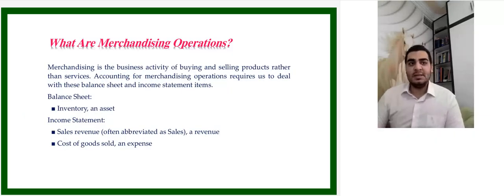Let's see what merchandising operations are. Merchandising is the business activity of buying and selling products rather than services in the previous chapters. And accounting for merchandising operations is a bit different from the rest, so it requires us to deal with these balance sheet and income statement items. First, for a balance sheet, we have inventory, which is an asset. It's new. And for the income statement, we have sales revenue and cost of goods sold. Cost of goods sold, also abbreviated as CGS, is an expense.